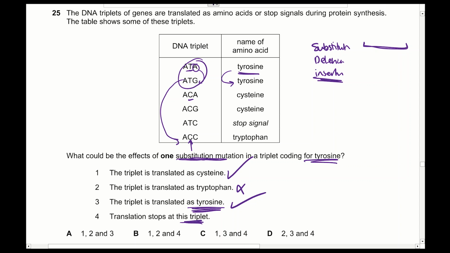For 4, translation stops at this triplet. This means that the substitution mutation caused a stop signal. So, this is possible if, for example, the ATA, so the adenine, was substituted with cytosine, then this is possible to turn into a stop signal. Therefore, 1, 3, and 4 are correct, and the answer is going to be C.